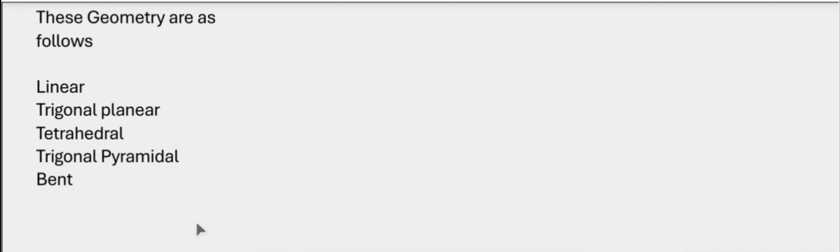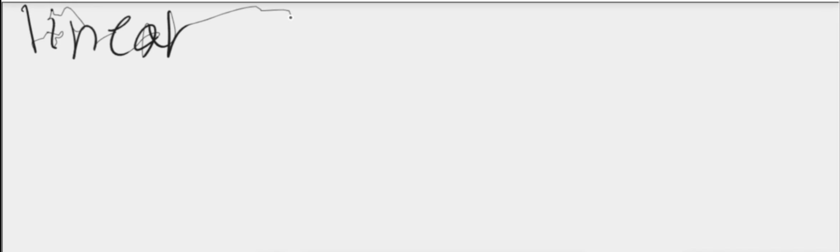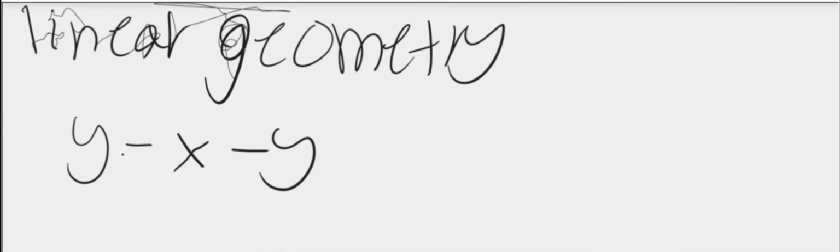Now, to see these illustrated in a way, we have this here. This would describe our linear geometry. Linear geometry is when we have X, let's just say that's our central element, and we have two elements right on either side of it. So this would be our linear geometry.